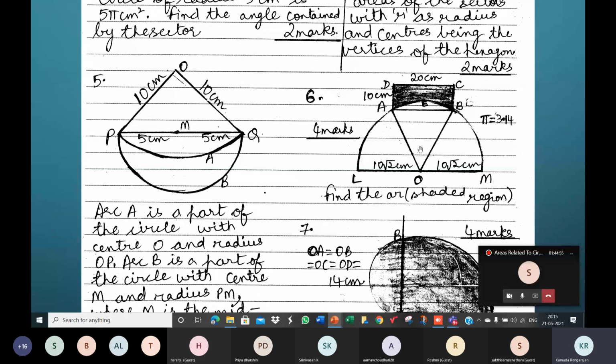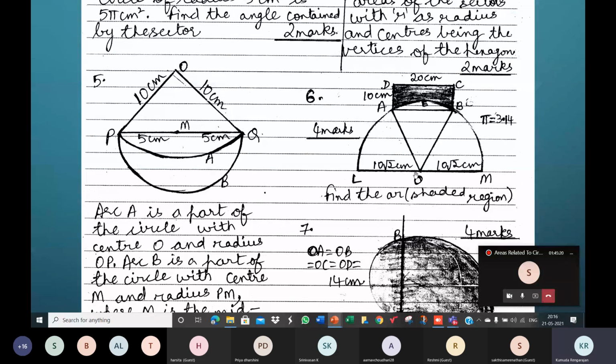So by the converse of Pythagoras theorem, angle AOB is 90 degrees. I told you it's a freehand diagram, so now don't ask me how this can be 90. It doesn't look 90, it looks less than 90. It's not from the textbook, so you have to adjust.